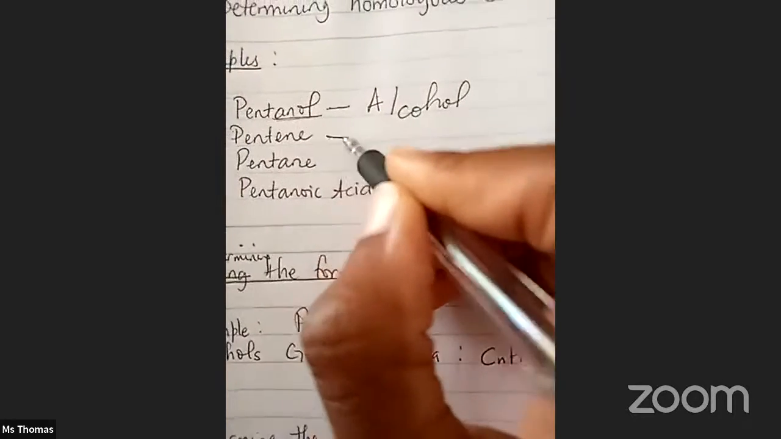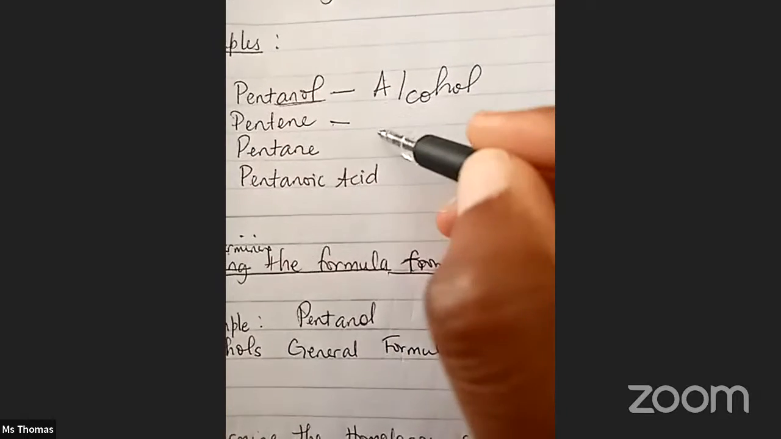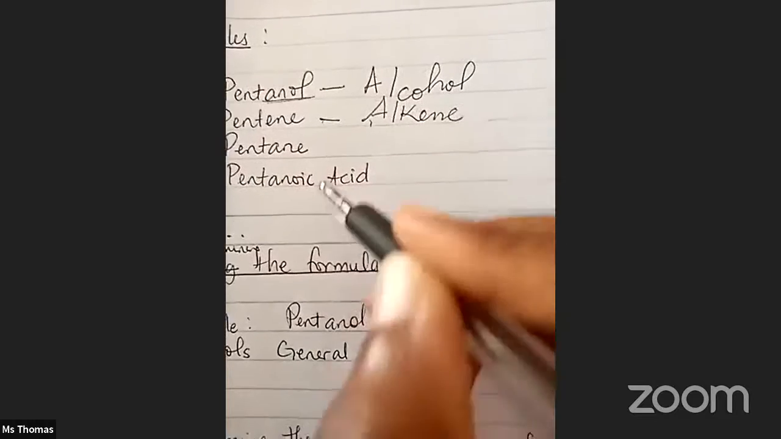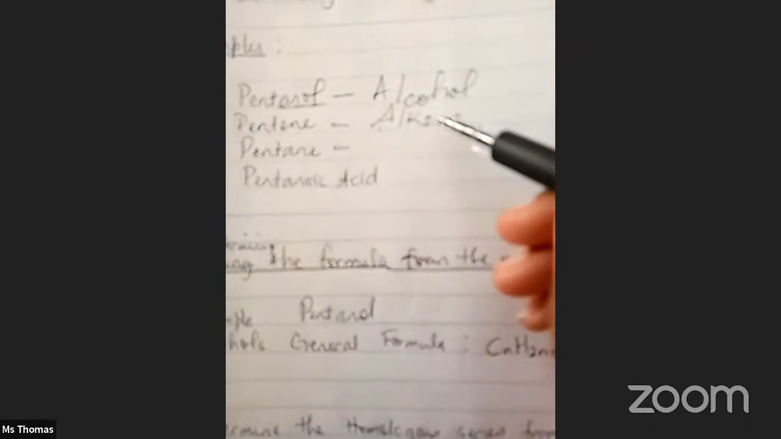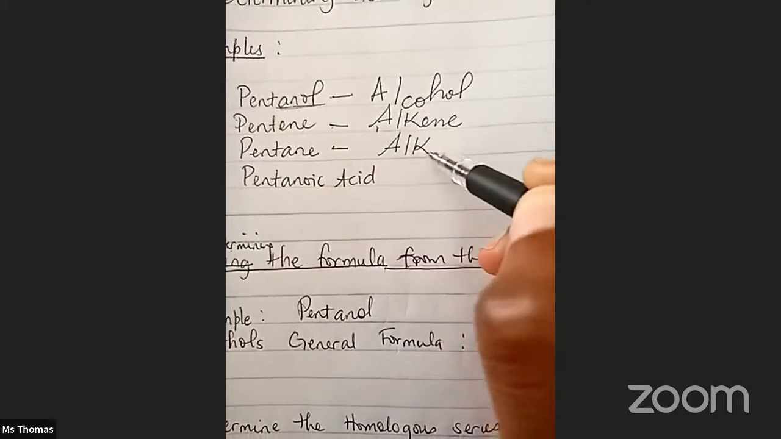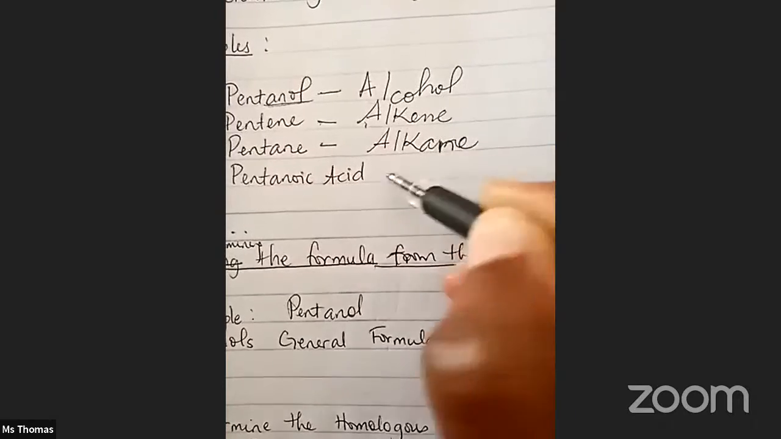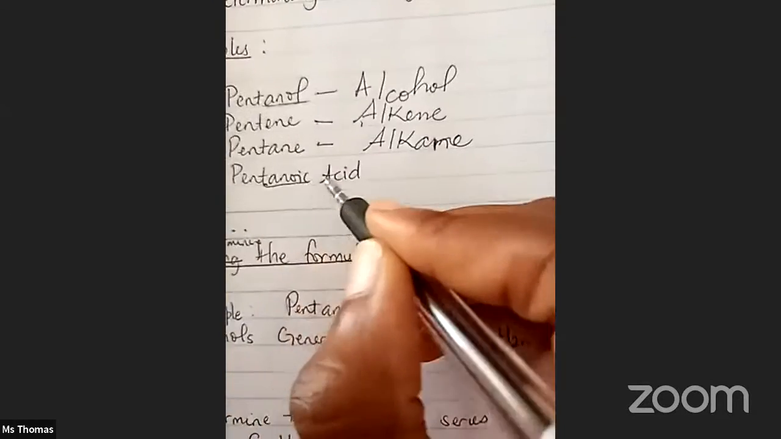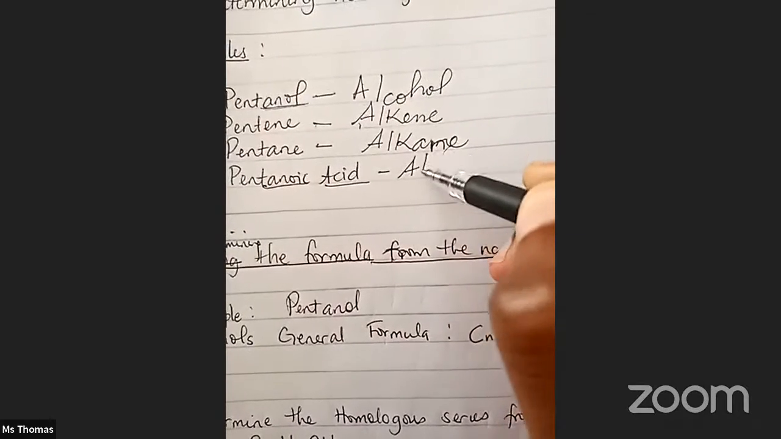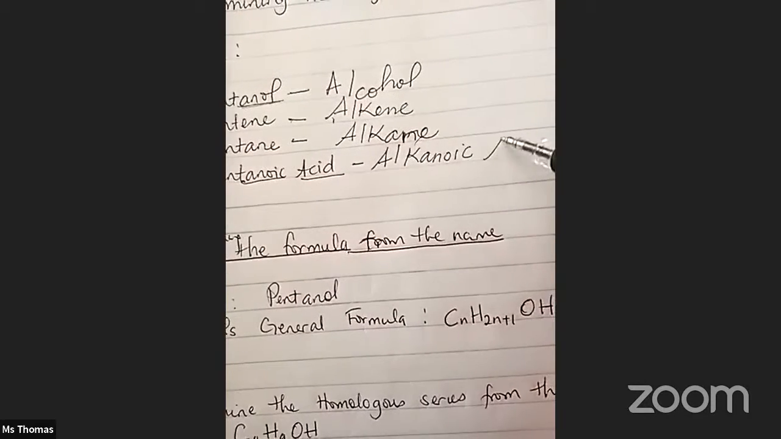Okay. Yes, what about pentene? It's an alkene. Very good. It's from the homologous series of alkenes. What about pentane? Alkane. It's from the homologous series alkanes. It's ethanoic alcohols or something like that. No, it's called alkanoic acids. Oh, alkanoic acids. Okay, got it.